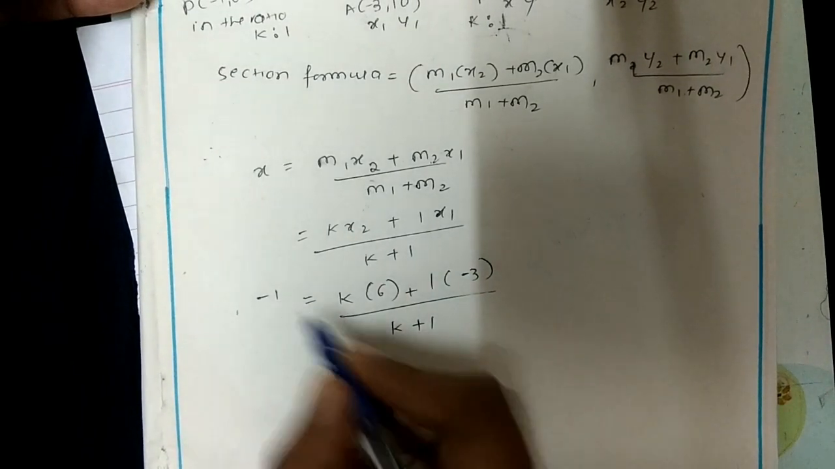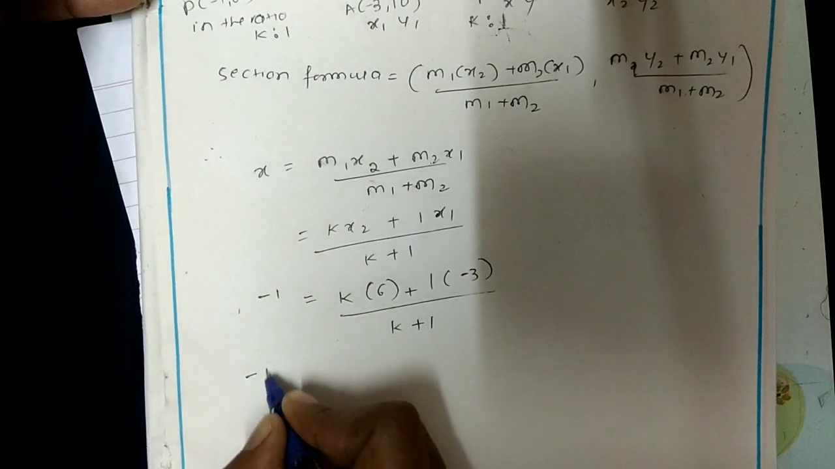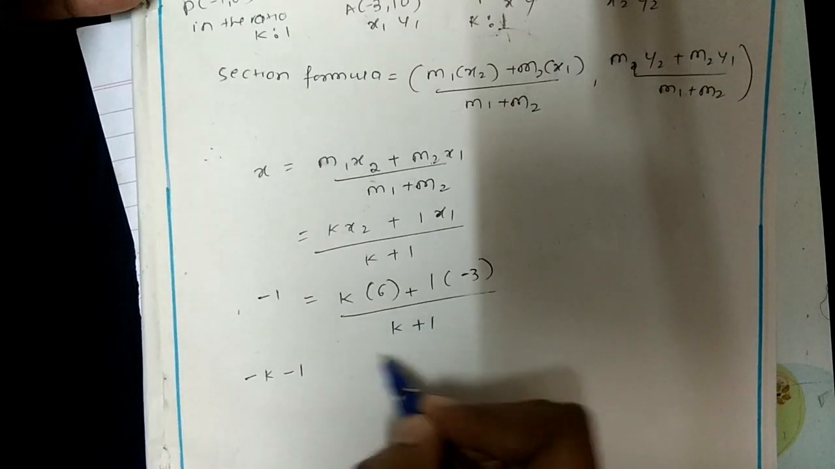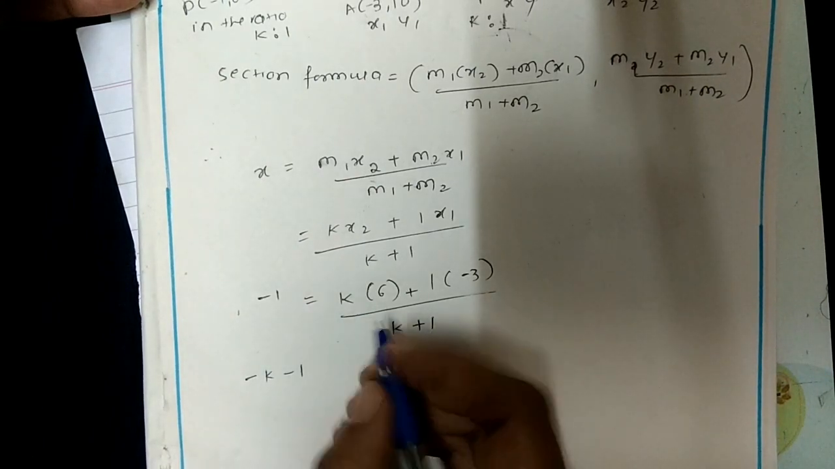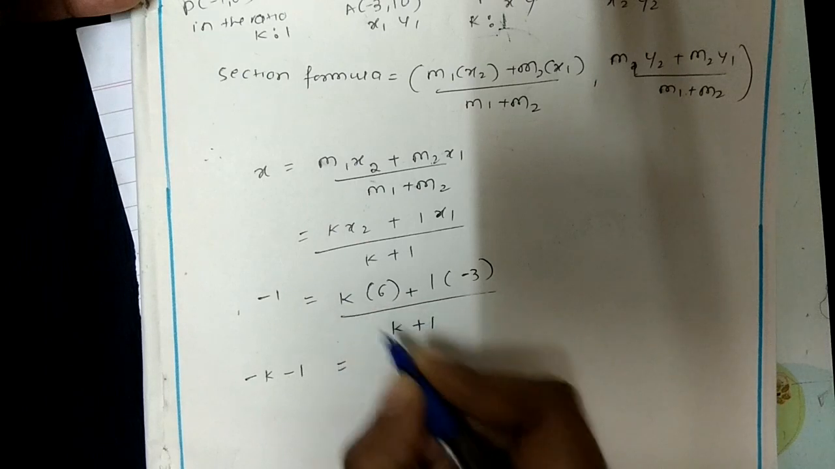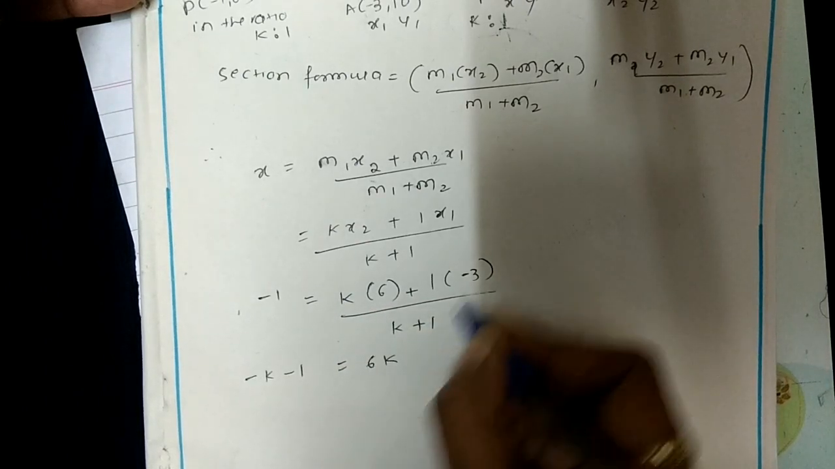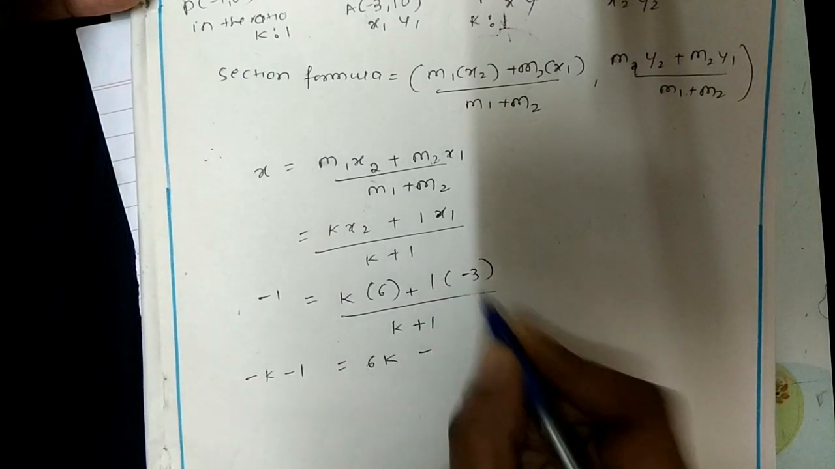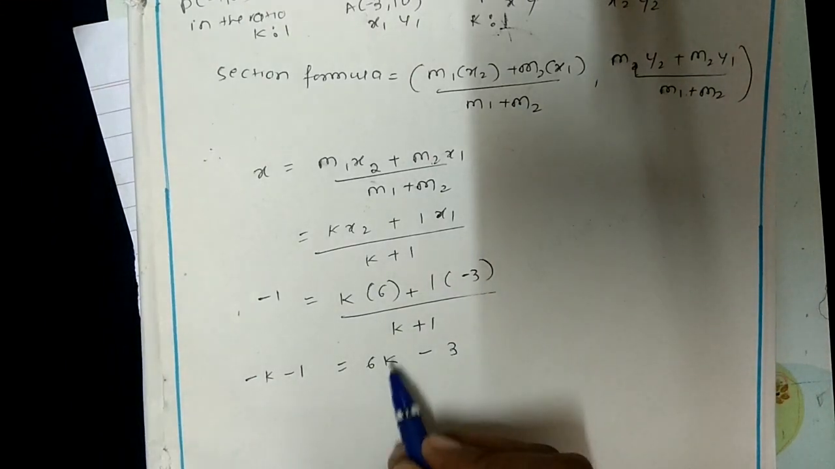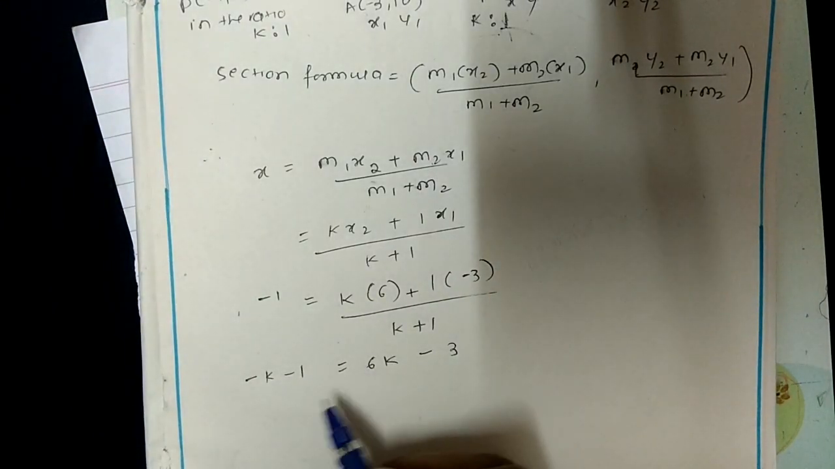So this K plus 1, I will bring this side. So it will be minus K minus 1, because we are going to multiply this K plus 1 with minus 1, equals to K into 6 is 6K, then plus minus is minus, 1 into 3 is 3 here. So now we only have the variable K here, and this is a simple equation.